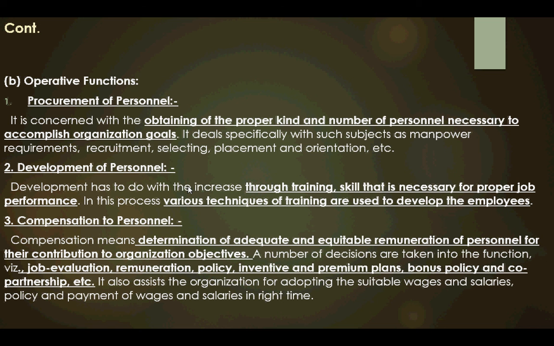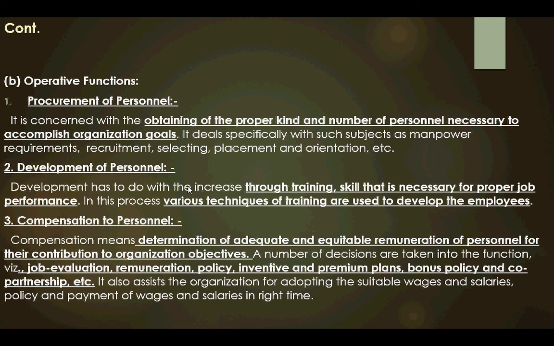Development of personnel. After having the personnel, the people, development has to do with the increase through training. Skill has to be inculcated among them as and when time comes, because of the proper and necessary work that the HR manager has to get from all the employees. Therefore, development of the human resource, which we have already accomplished with the organization.